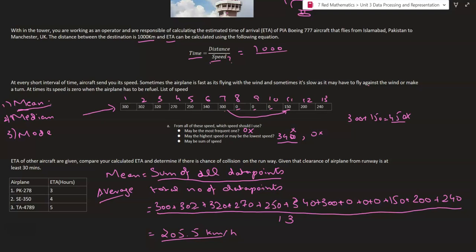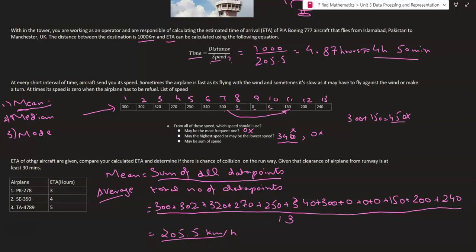So what I need to do now is use this speed and put it in here. So that's 205.5, and when I divide it, I get an answer of 4.87. Now this is in decimals, so this is hours, and it approximately is equal to 4 hours and 50 minutes. It's an approximate value, so don't worry about it.